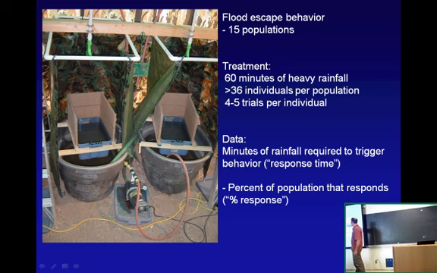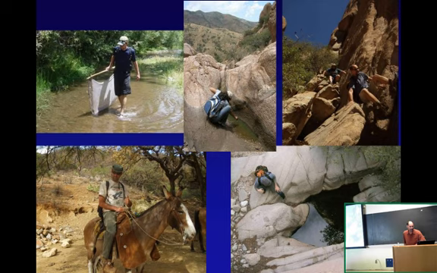And so what we got out of all of this is, for each population, the minutes of rainfall required to convince an individual in that population to leave, okay? And we call that response time, and then the percentage of the population that responds. So that's sort of the proportion of individuals that actually show the behavior.